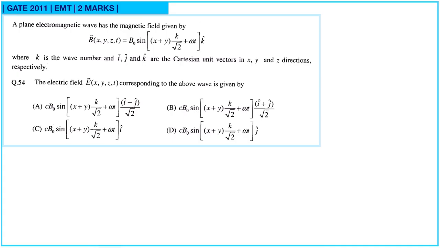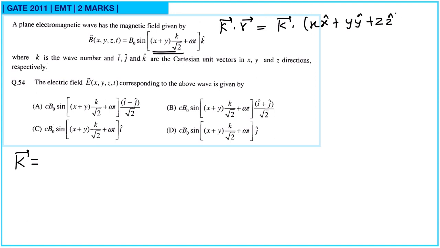So we have to calculate k bar here. k bar is equal to, now here it is given, this is sine of (x plus y) k by root 2. So from here we can write down the value of k bar. This is k only. This particular portion is k bar dot r bar, so that will be k bar dot of (x cap plus y cap plus z cap). So this x term is there, which means kx will be k by root 2 and ky will be k by root 2.